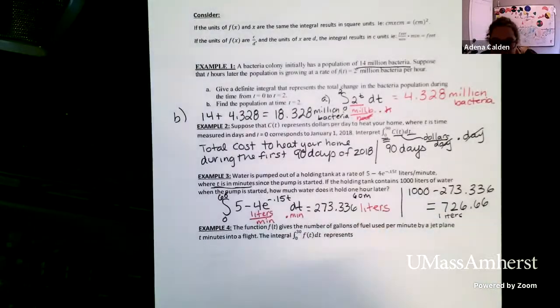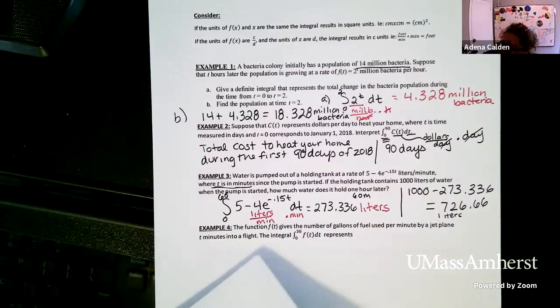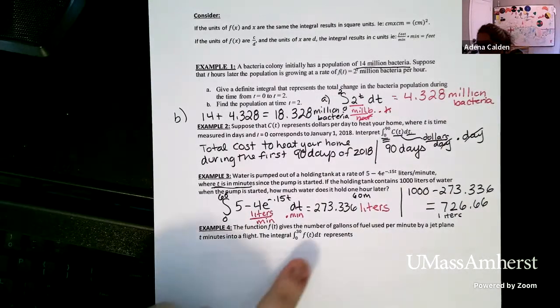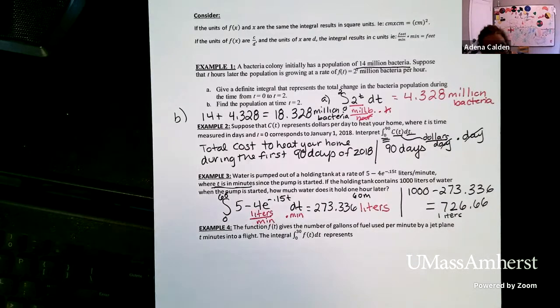A couple of things that we need to notice here. So example 4 is another one where you're going to be writing a sentence to talk about what something represents. So the function f of t gives the number of gallons of fuel used per minute by a jet plane, t minutes into a flight. The integral from 0 to 30 of f of t dt represents. So we're coming up with, what does this integral mean? Okay, so take about 1.5 minutes, 2 minutes, think about the numbers, think about the units, and think about a sentence that will represent what this definite integral tells us. Okay, so take about 1.5 minutes, and then we will go through it together.